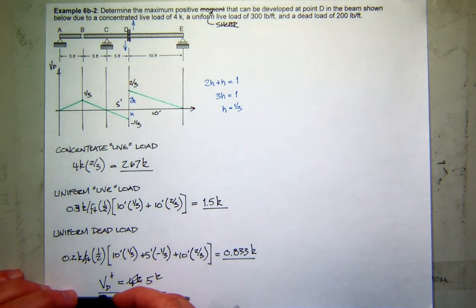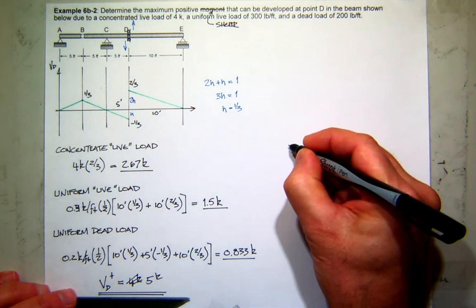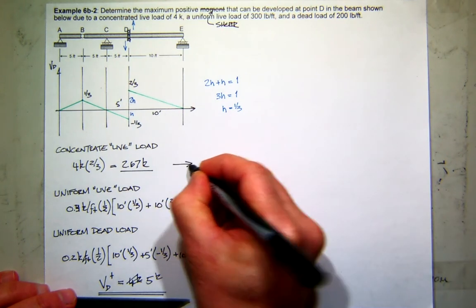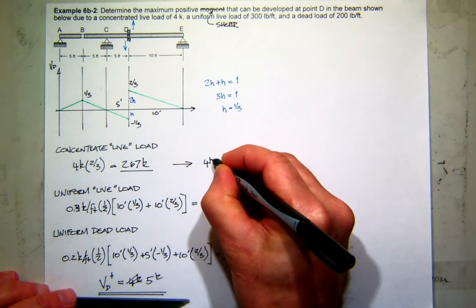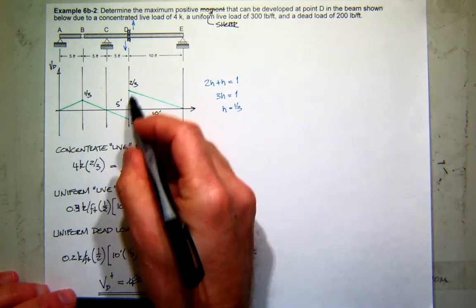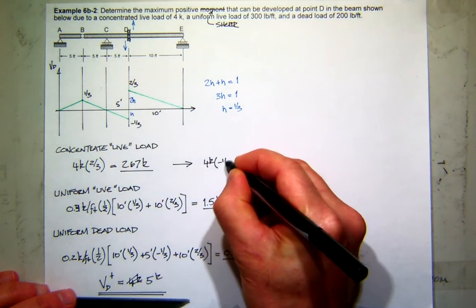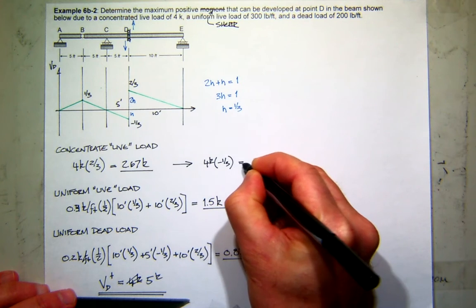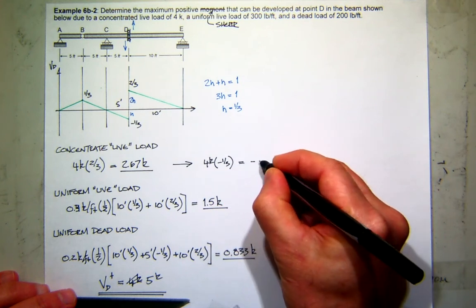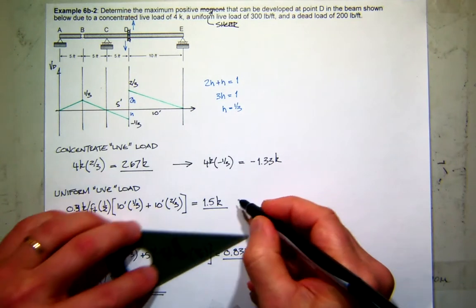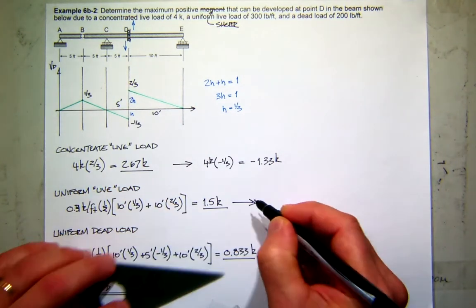So let's do it again with the negative value. So I'll come over here and say, what changes? It's still 4 kips, except you multiply it not by positive 2/3, you multiply it by negative 1/3. So that gives me negative 1.33 kips. What happens with the live load?